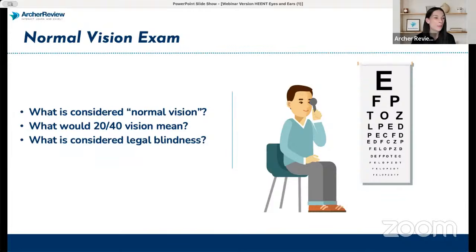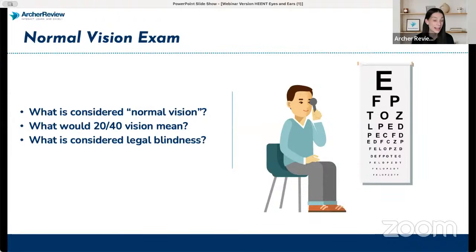So continuing on with the eyes, let's talk about a normal vision exam. I'm sure you have all had this many times, done it to patients many times. If you've worked in pediatrics, you've probably done this 100 times a day, because this is our Snellen chart. So that is the one with the letters. Sometimes for little kids, we use pictures or symbols because they don't know their letters yet, which is understandable.